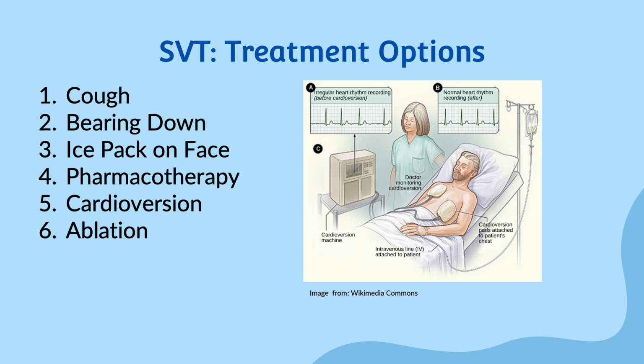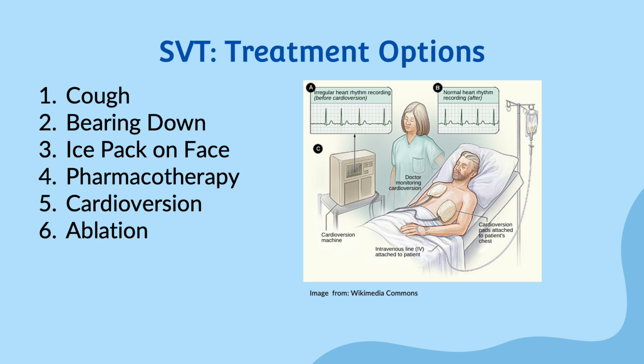This may involve the use of medications such as beta blockers, calcium channel blockers, or adenosine, and it may also include invasive procedures such as radiofrequency catheter ablation. In really severe cases, cardioversion may be necessary to restore normal heart rate and rhythm, especially if the patient is hemodynamically unstable.